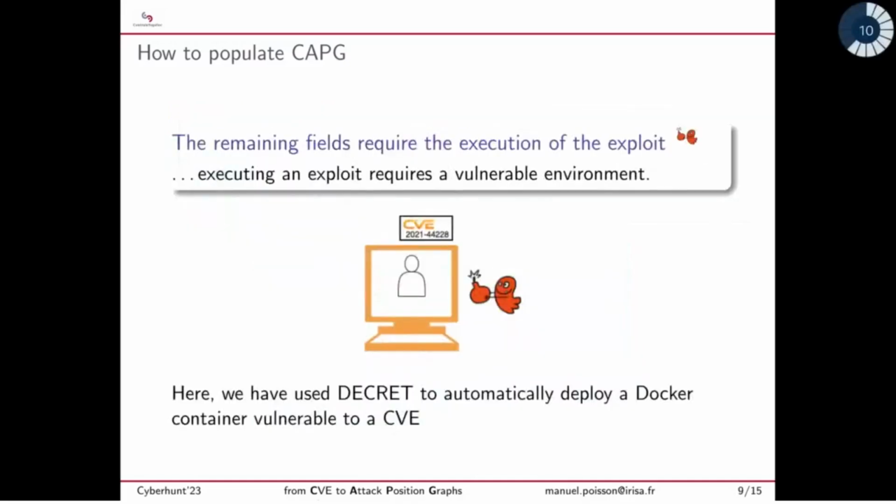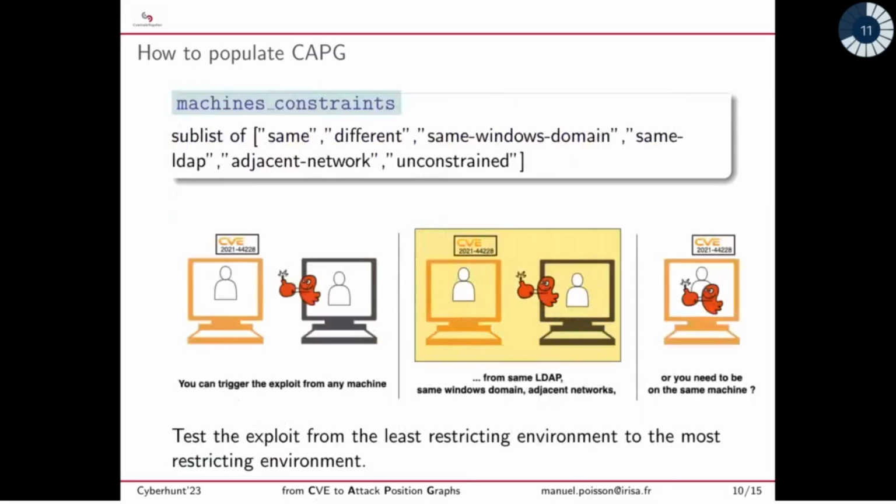The remaining fields require executing the exploits to understand what the source and destination machines and users are. So we have the exploits thanks to Metasploit. We also need an environment that is vulnerable specifically to the CVE. To do so, we can use Decray, which can automatically deploy a Docker container vulnerable to a given CVE.